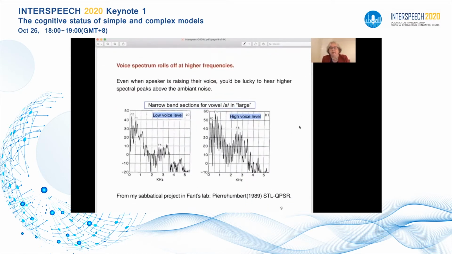Another reason is that the vowel spectrum rolls off at higher frequencies. So even when the speaker is raising their voice, you'd be lucky to hear higher spectral peaks above the ambient noise. And I'm illustrating that with some narrowband sections from a study I did the year I was in Fant's lab. And the high voice level there on the right does have a somewhat flatter spectrum. The third formant is much more prominent compared to F0, but above the third formant, it still rolls off very fast, and there's really not that much energy up at the upper end there.